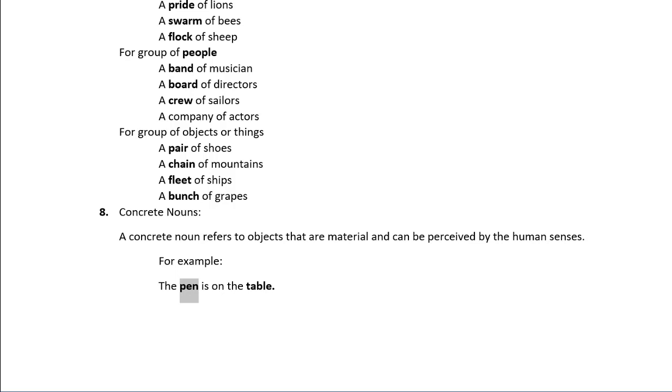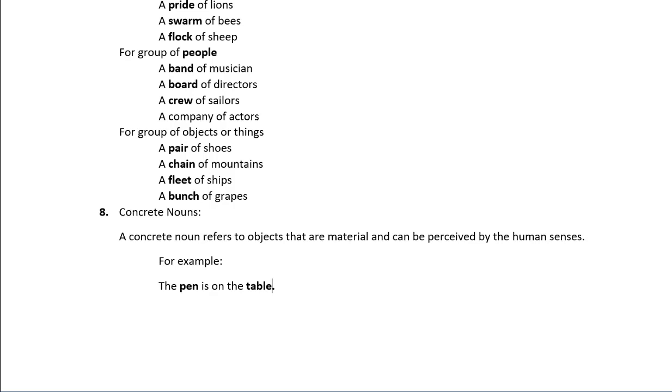And similarly, if pen is simple, we can say common noun. And similarly, pen can be touched, so we can say it is a concrete noun. We can touch a pen. You can take the pen and write a letter or any sentence you want. Similarly, the table is again a concrete noun. You can take something from the table or keep something on the table. So this is a concrete noun. It is touchable. You can touch them, you can sense them, you can see them.